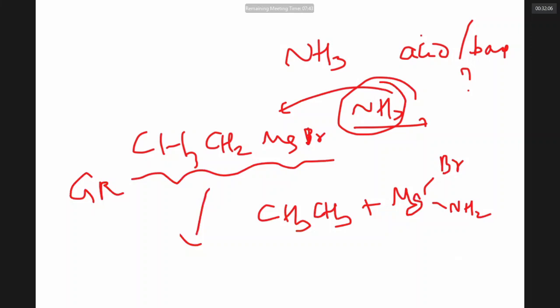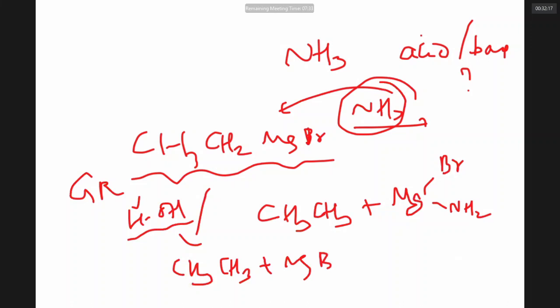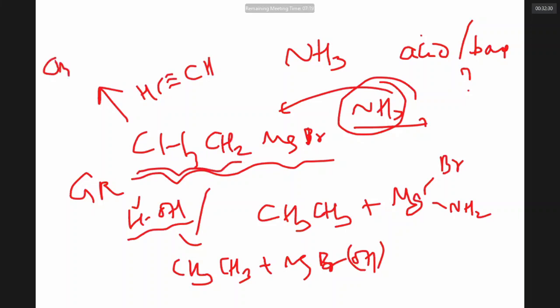If you simply put water in a Grignard reagent, it will take H plus from water. Water will become an acid, and you get an alkane plus MgBrOH. If you are putting some acetylene, even acetylene is made an acid. Your Grignard reagent will take H plus from acetylene, it will become ethane, and of course, you get MgBr acetylide ion.